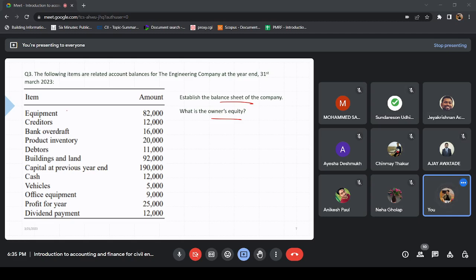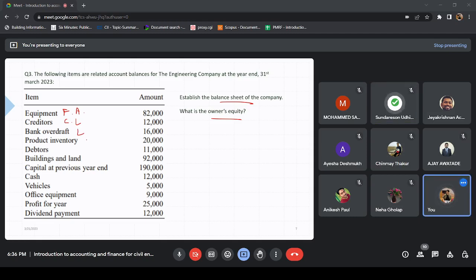Let's start marking it. Equipment is an asset, and overall you would say a fixed asset, right? Creditors are a liability, a current liability, right? You have to pay them right now. What about bank overdraft? Asset or liability? Liability, sir. Okay, so we have got one liability. No one challenging this.